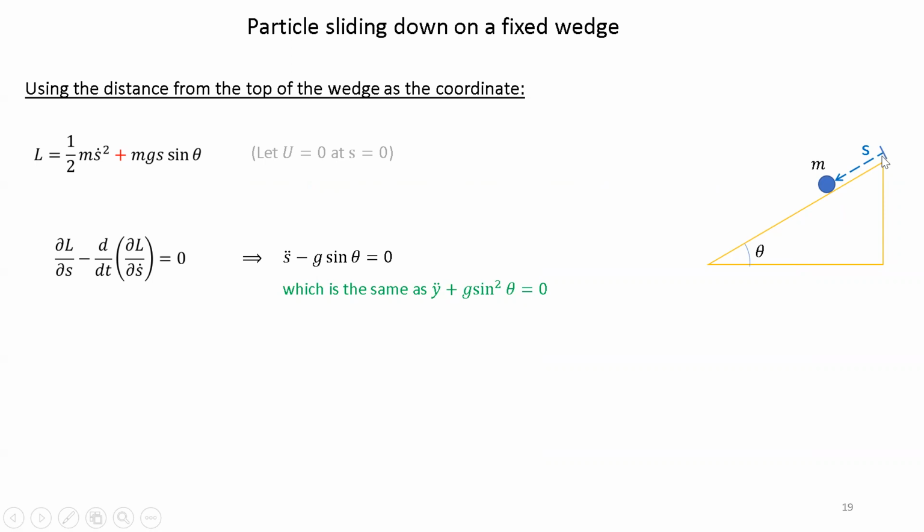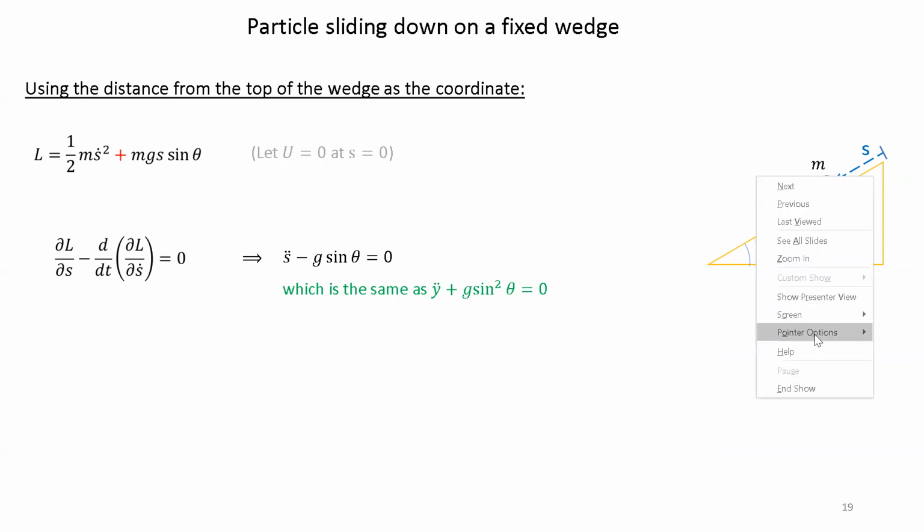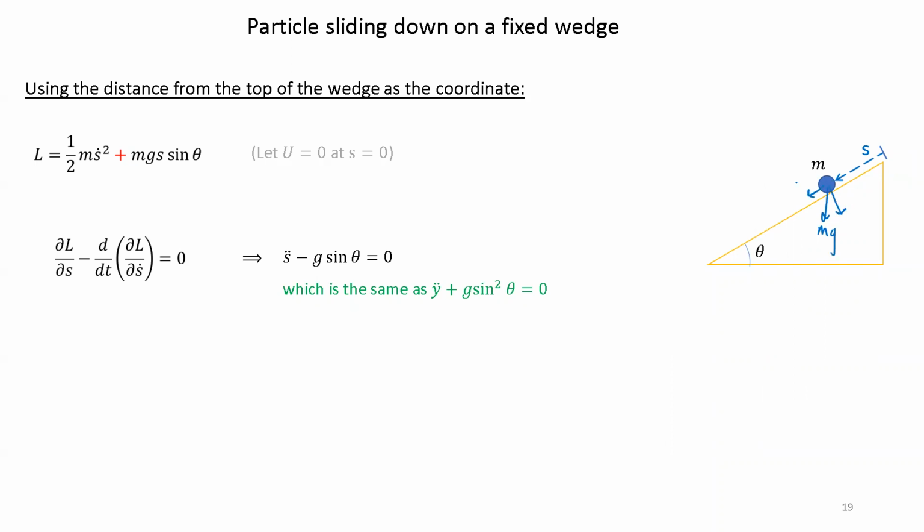This s is just the distance measured from the top edge of the inclined plane to your particle, right? Because in this way, when you do the Newtonian mechanics, what you do is you have this mg over here, and then you just decompose it into this mg sine theta and this mg cosine theta, right? And then you immediately conclude that s double dot is g sine theta. So this is how you did it, I'm sure.